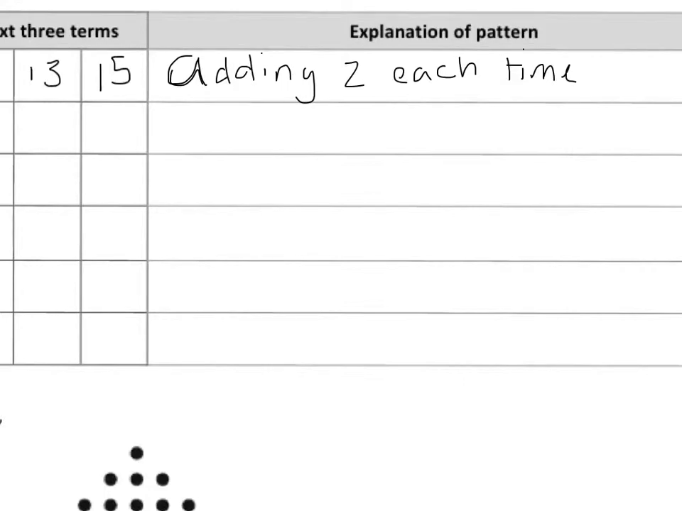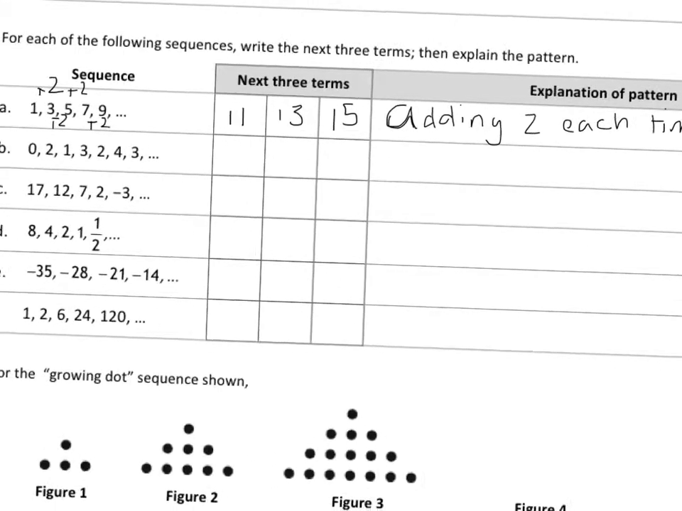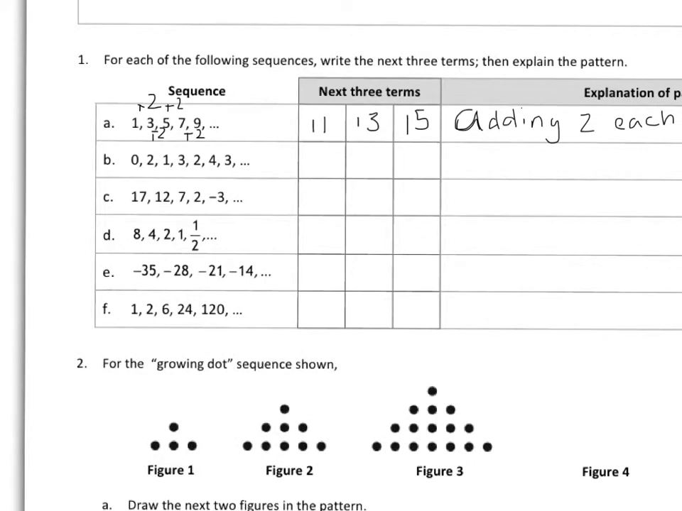You might also say that those are the odd numbers. If we look back here, I see 1, 3, 5, 7, 9. Those are just all the odd numbers in the sequence there.